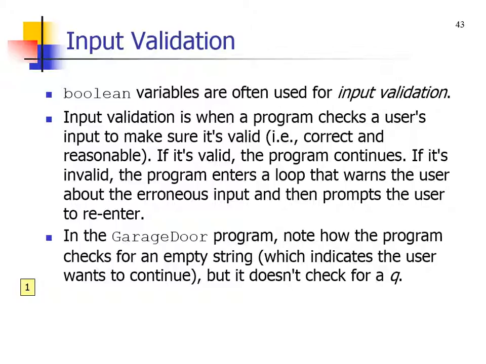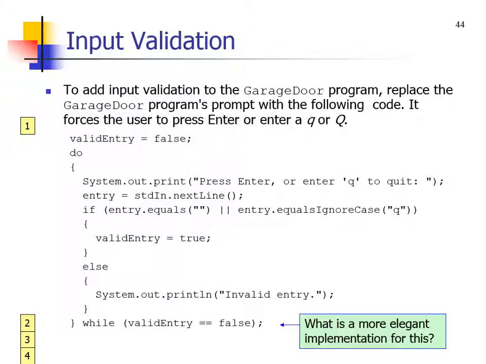Like I said, Boolean variables can also be used to check users' inputs to see if they're valid inputs or not. That's what we call input validation. Valid entry is false. Do: if entry equals nothing, or it's a Q, it's a valid entry. We're going to set it to true. Else, we're going to say it's an invalid entry. So if you hit an A, is that the enter key or the Q? Then it would be false, right? So it would be an invalid entry.